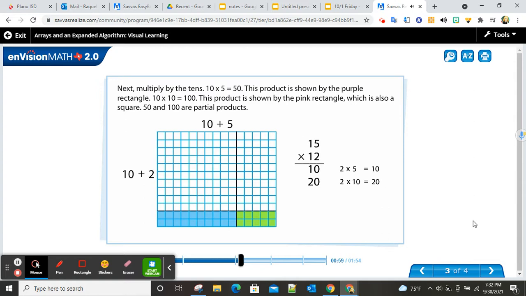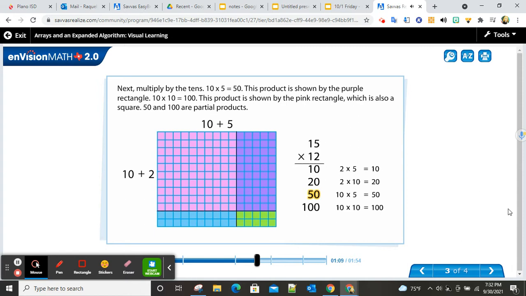Next, multiply by the tens. 10 times 5 equals 50. This product is shown by the purple rectangle. 10 times 10 equals 100. This product is shown by the pink rectangle, which is also a square. 50 and 100 are partial products.